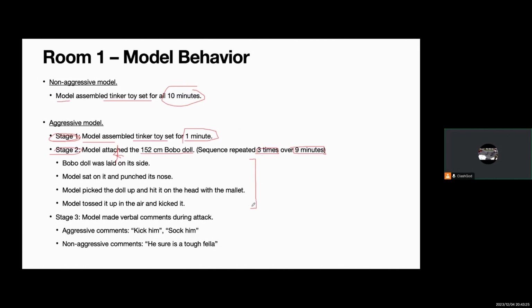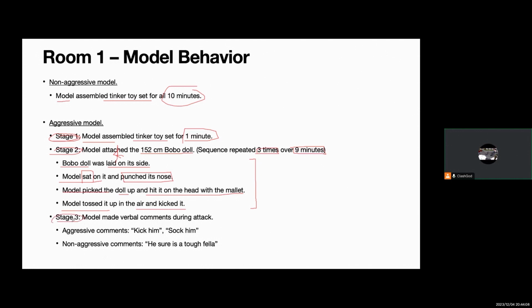So what is this sequence of attacks? First, the bubble doll is laid on its side. This is just rote memorization here, and without some sort of visualization or video it's a bit harder, so consider searching that up, but as this is just a review, let's keep going. The 4 steps: the bubble doll is first laid on its side. The model then sat on it and punched its nose. Then the model picked the doll up and hit it on the head with a mallet. And then the model tossed it up in the air and kicked it. So that's the 4 steps. Just memorize those. It's not a lot of logic here.